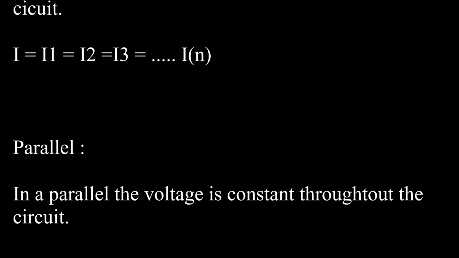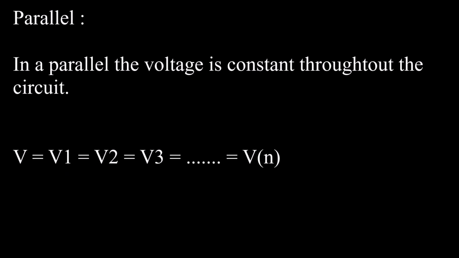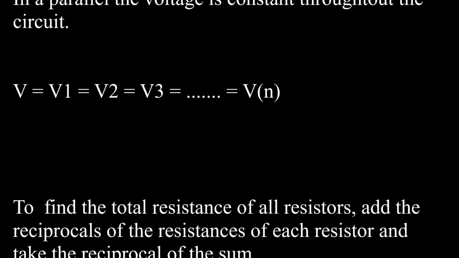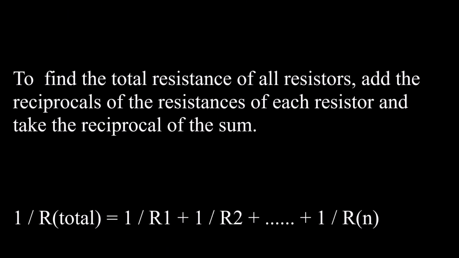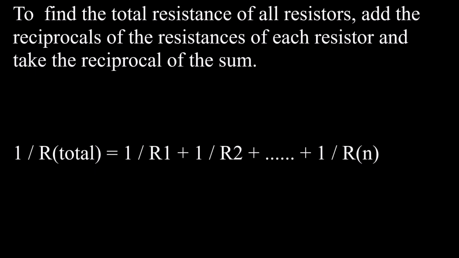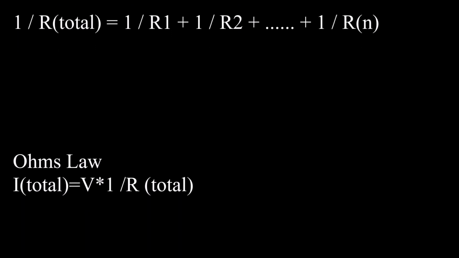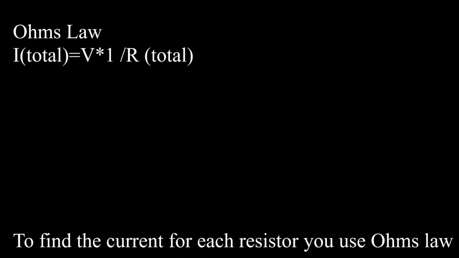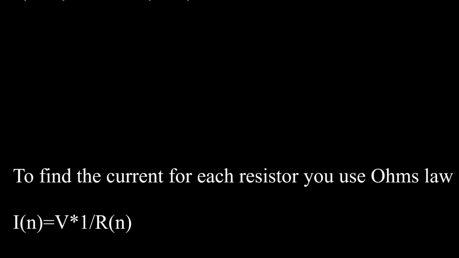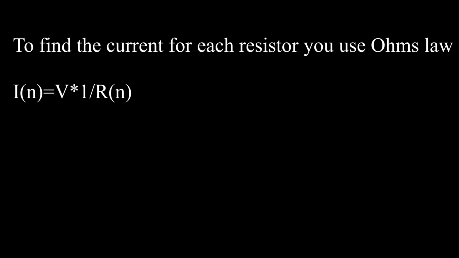In a parallel circuit, the voltage is constant throughout the circuit. To find the total resistance of the resistors, add the reciprocal of the resistance of each resistor and take the reciprocal of the sum. Using Ohm's law to find the total current, use voltage times the reciprocal of the total resistance. To find the current for each resistor, you use Ohm's law: current equals voltage times the reciprocal of each resistor.